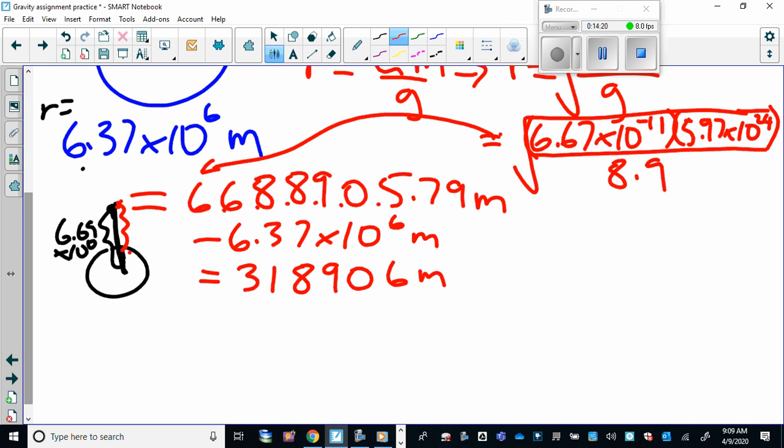318,609 meters, which if we round it off to kilometers, is 319 kilometers. You are 319 kilometers above the Earth's surface.